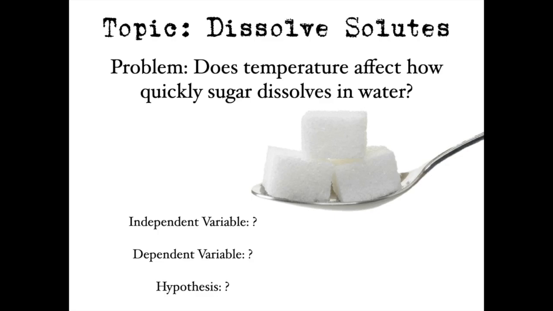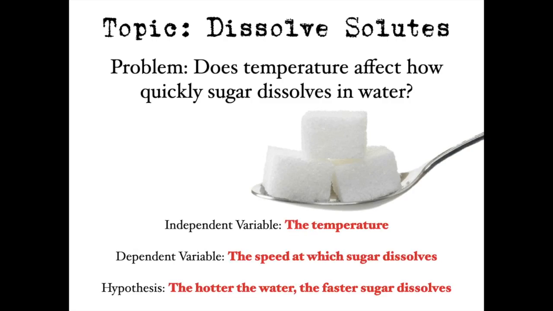Now remember, I'm not using sugar, salt, chalk. I'm not using different substances. I'm just using sugar. Only one variable here. So the independent variable is the different temperatures. The dependent variable is how quickly it dissolves. So my hypothesis would be that the hotter the temperature, the quicker the sugar will dissolve.